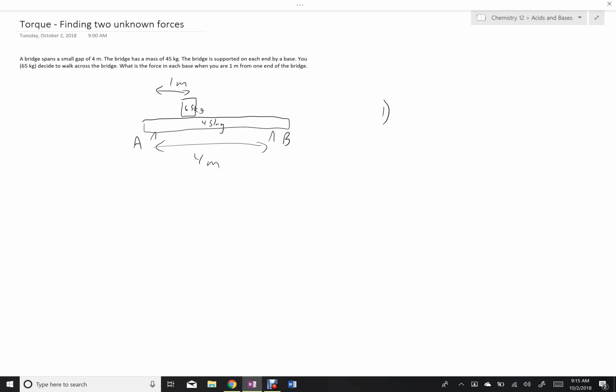Number one, if it's going to be static, if it's a bridge and it can't move, then the forces must add to zero. But also, if a bridge isn't going to fall down, it can't just not translate up or down, it also can't rotate. So the secondary thing we can use here is that the torques must add to zero.